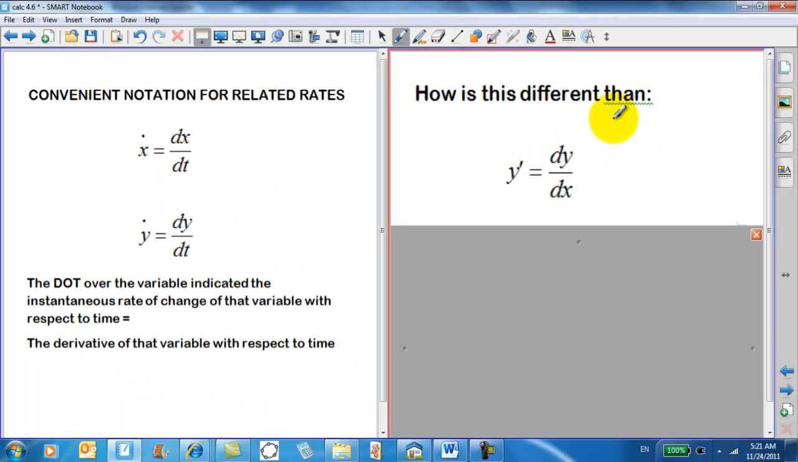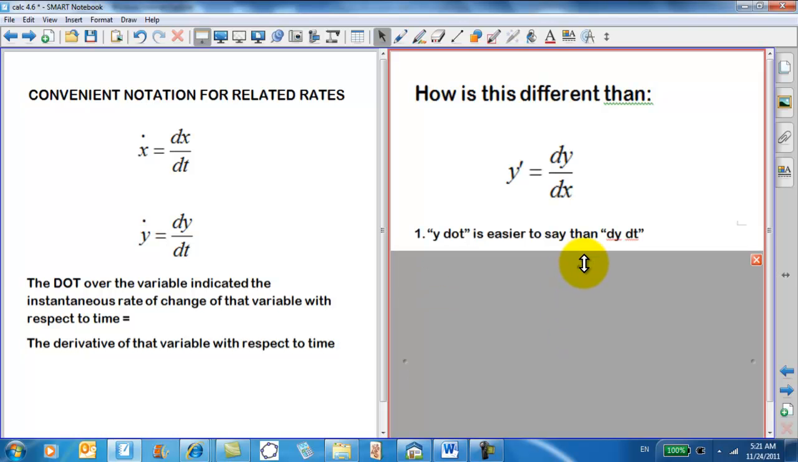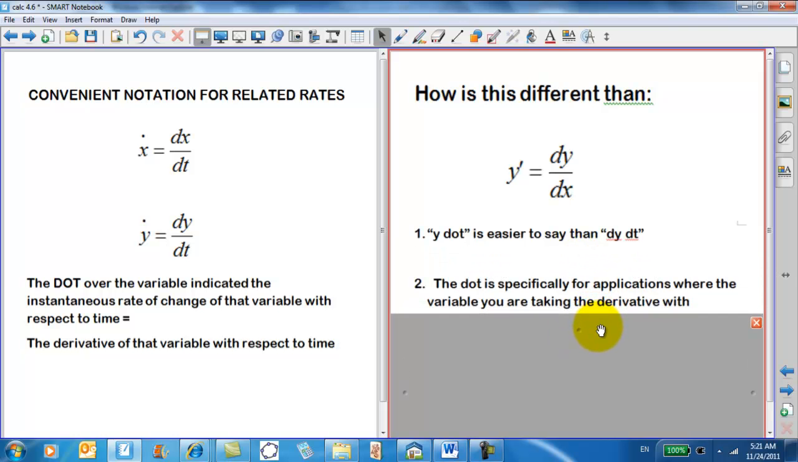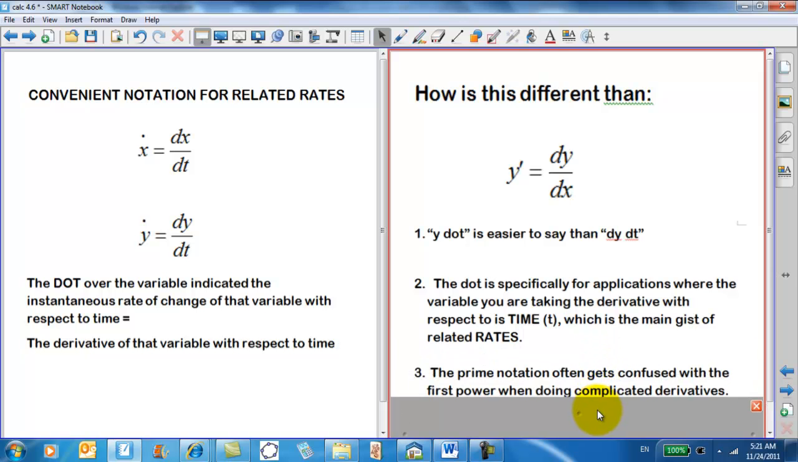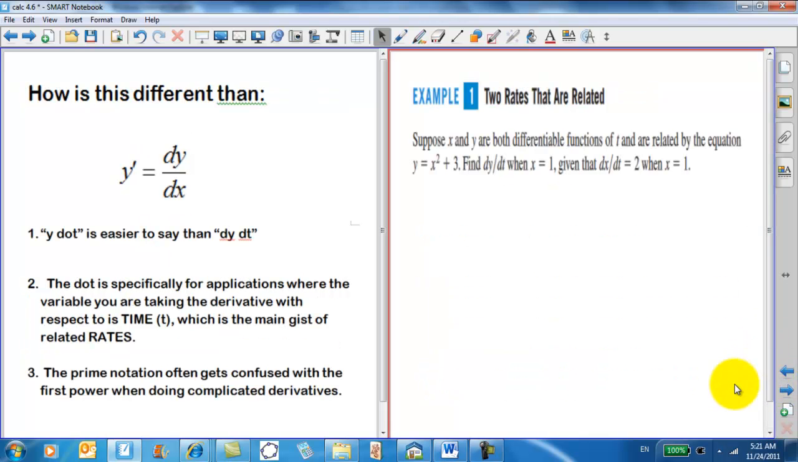So, how is this different from our old notation of y prime? Y prime was generally reserved for the derivative with respect to x. So, a few things. The dot is easier to say than dy dt. And the dot is specifically for applications taking the derivative with respect to time. That's the main gist of related rates. And the prime notation often gets confused with the first power when doing complicated derivatives. If you use prime as an abbreviation, sometimes people might think it was y to the first. Here it's not that different, but when it's handwritten, it can be confusing. Okay, let's try some of these.